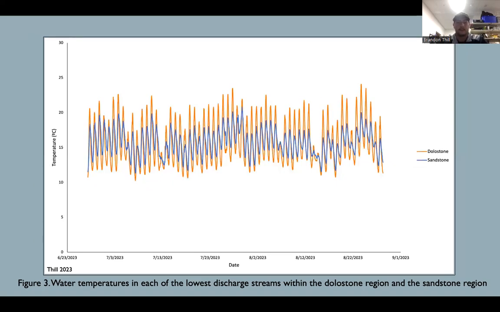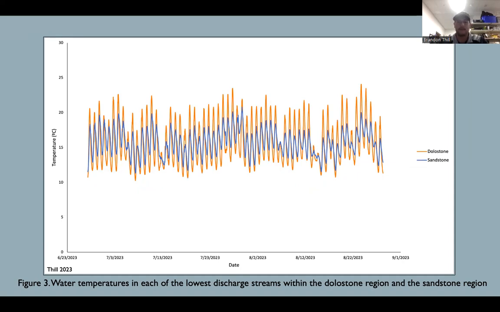This figure here, we can see something a little different. And these two lines are each of our lowest discharge or smallest streams within the dolostone and sandstone region. Again, our dolostone's in the orange and our sandstone is the blue. But what sticks out here is that ultimately the dolostone stream is getting warmer and cooler than the sandstone stream.